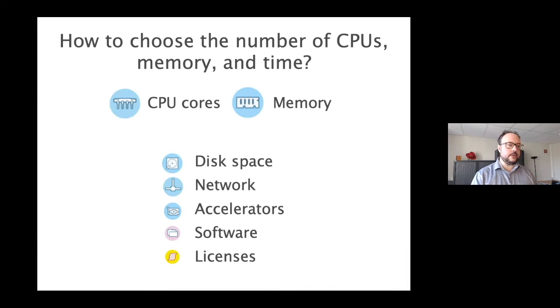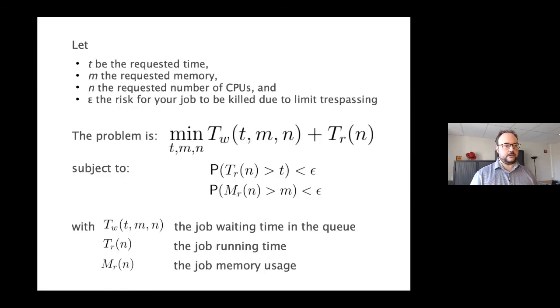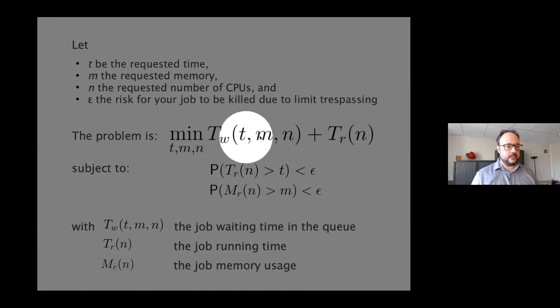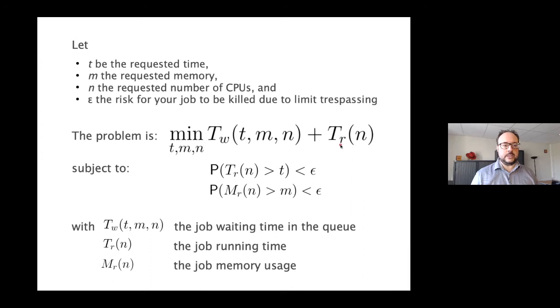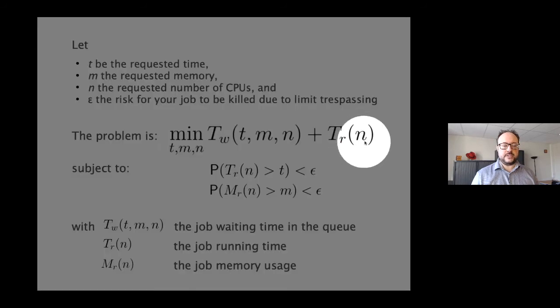So back to the resources: how to estimate and choose the number of CPUs, the memory, the time, and the other items. Actually, it's not an easy answer. And from the user's point of view, what you want to minimize is the time to solution. The time to solution has two parts: the time it takes for your job to run, and the time your job has to wait in the queue. So here, this would depict the time your job has to wait in the queue, and here the time your job runs.